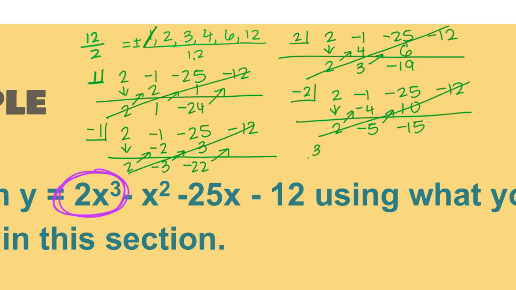I'm going to go to 3, 2, -1, -25, -12. Bring that 2 down. I'm going to get 6. I'm going to get 5. Once I add 15, -10, this one's also not going to work.